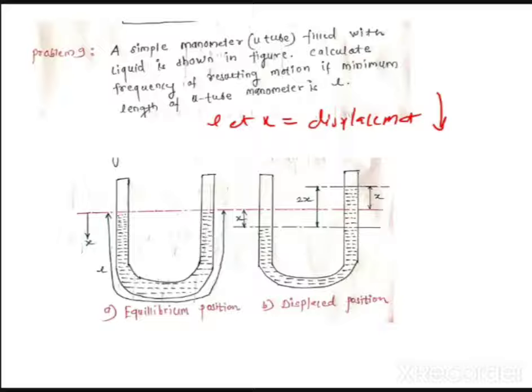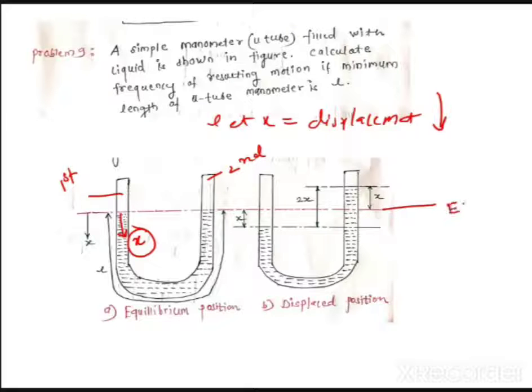So let us say that you are applying an initial displacement x at the first column of the tube, and this is the second column, or you can call it the first tube and second tube. So in one tube you are providing x as a small displacement. When you provide x as a small displacement in one tube, what will happen? You can see in this figure, let us say this is the equilibrium line.